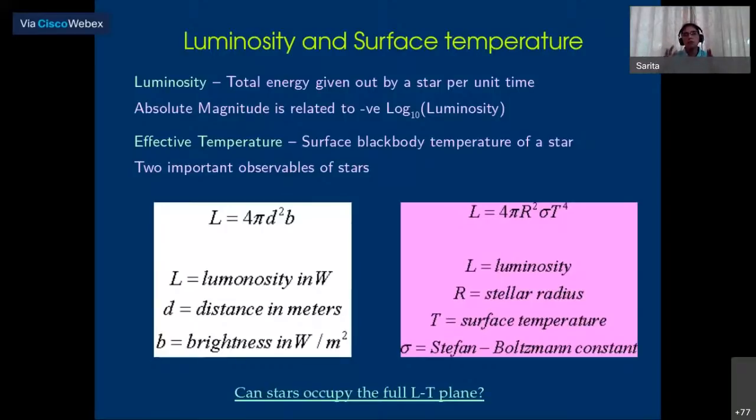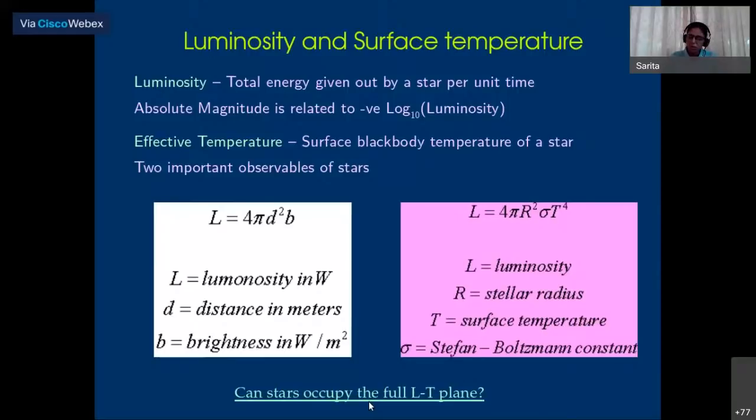I will try to see where they lie in the LT plot, because that is going to give me really a lot of information about stars, as we will see. Because if they are lying everywhere, that means you can have all possible radii and all possible surface temperatures. But if not, then there is something constraining the radii or the surface temperature. So the question remains: can the stars occupy the full LT plane?